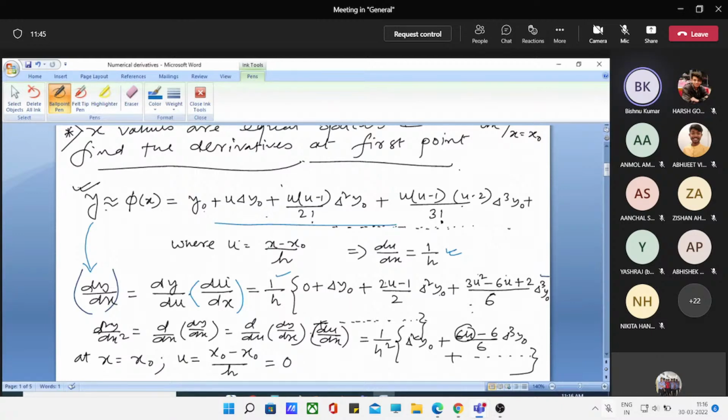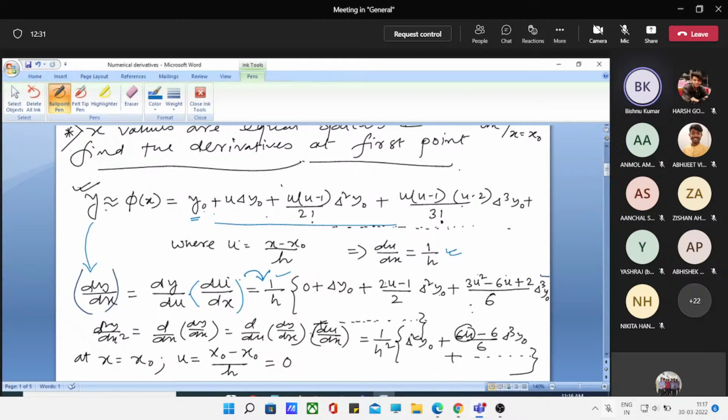So the first term is a constant, and du by dx is 1 by h, which I am writing here. Inside I am differentiating with respect to u. y0 is constant, so that is 0. The derivative of u del y0 with respect to u is del y0. The derivative of u square minus u is 2u minus 1, divided by 2, times del square y0. In that way, step by step, the terms will be there. Isn't it?